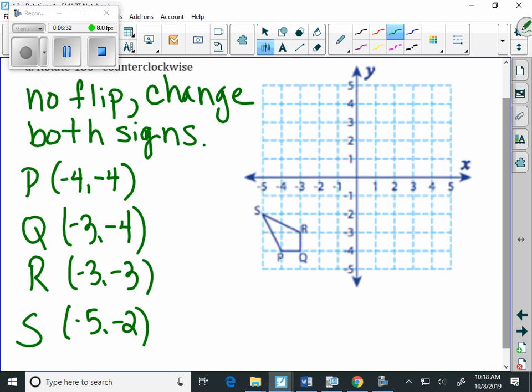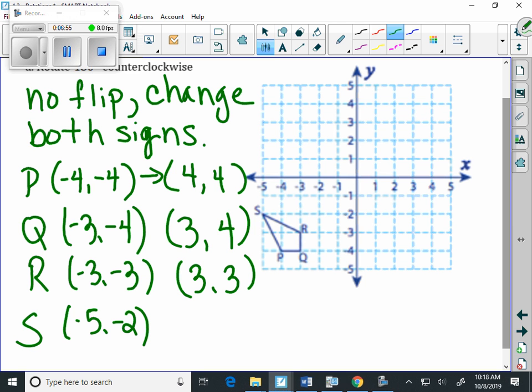So -4, 4 is going to become +4, 4. -3, -4 is going to become +3, +4. No flip, we're going to change the signs. -3, -3, we need to change both signs. -5, -2, we need to change both signs. And once we've got that, those are going to be our new values.